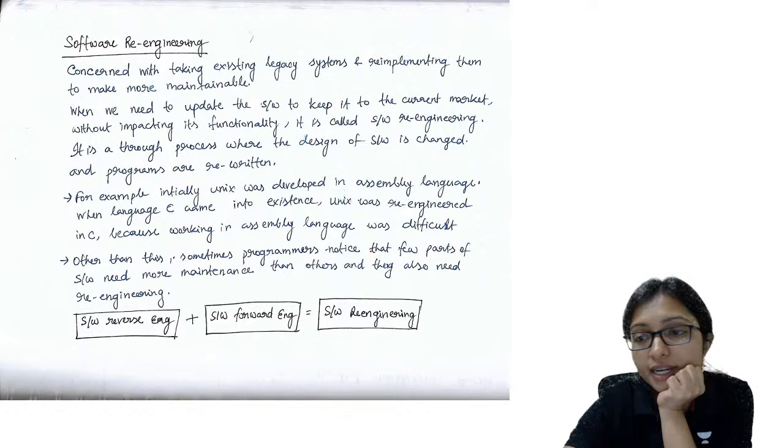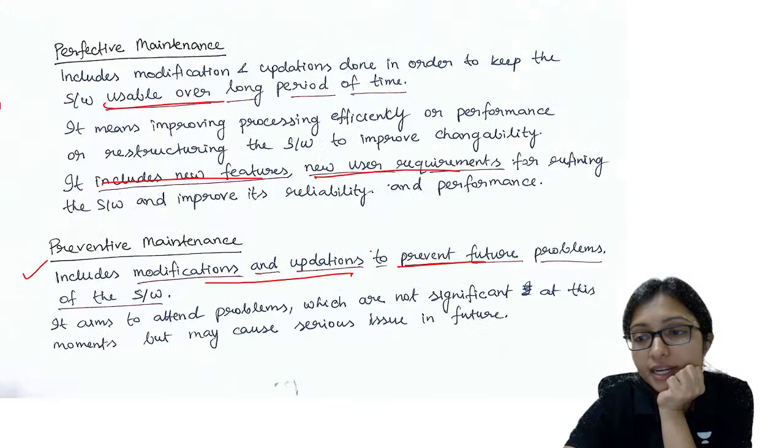Corrective, fixing errors; adaptive, new platform; perfective, enhancement; preventive, looking ahead to the future. Yes, good. Preventive means future. In future there can be some problem, so now we are doing some prevention through modification and updation. That is called preventive. Got it?